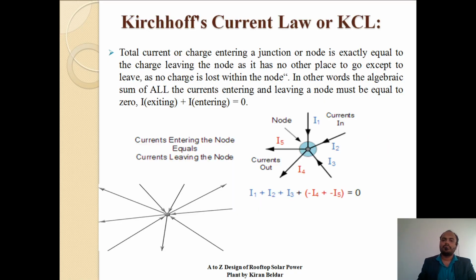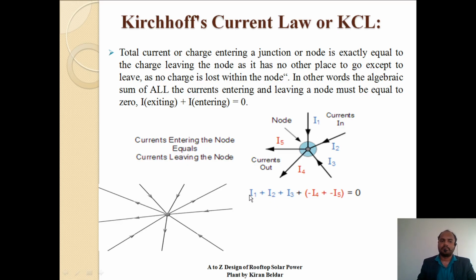Kirchhoff's current law, or KCL. The total current or charge entering a junction or node is exactly equal to the charge leaving the node. Basically, whatever amount of electrical current is flowing into a node, the same current should leave it. The total amount of current coming in is equal to the total amount of current leaving.